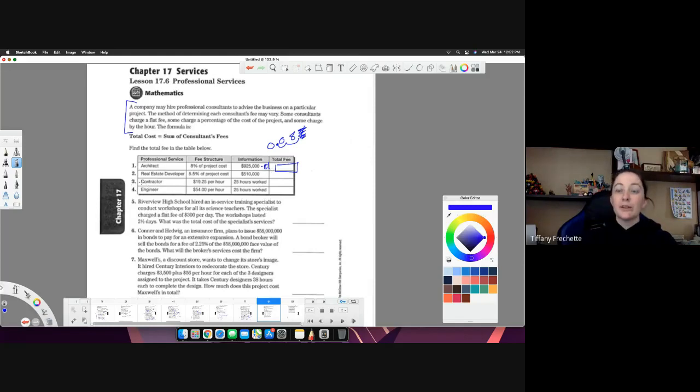If we look at number 3, so it's the contractor, and they get $19.25 per hour, and there's 25 hours worked. So we simply just multiply the 2 numbers. And really, you can kind of think of that same thing here. You're kind of multiplying each one of these pieces, and that'll give you your total for each one of these. They're just giving you some extra words in here, so obviously you're not multiplying the words, but 19.25 times 25 hours, and that will tell you how much you're going to pay the contractor here.